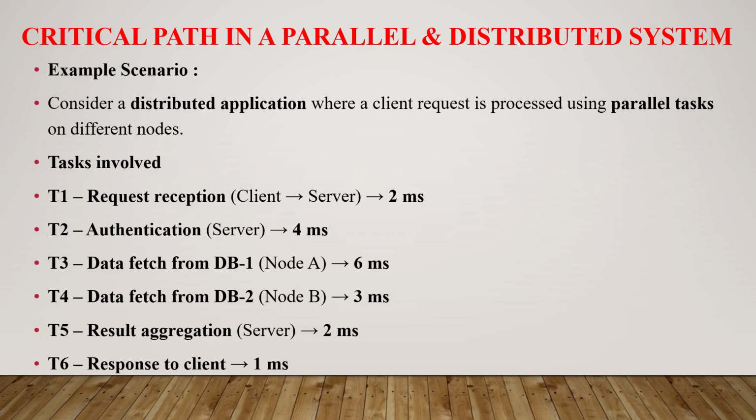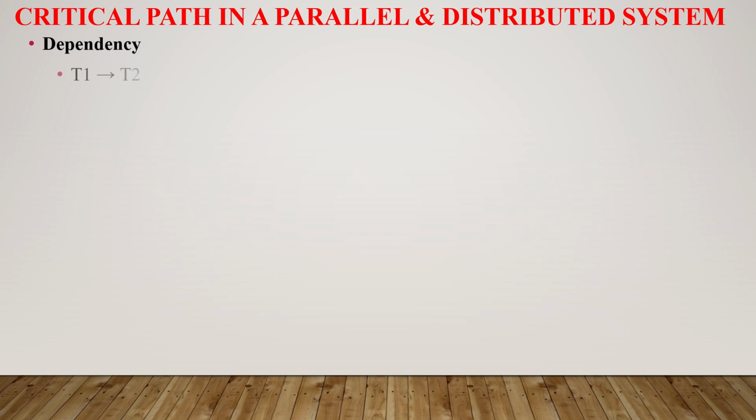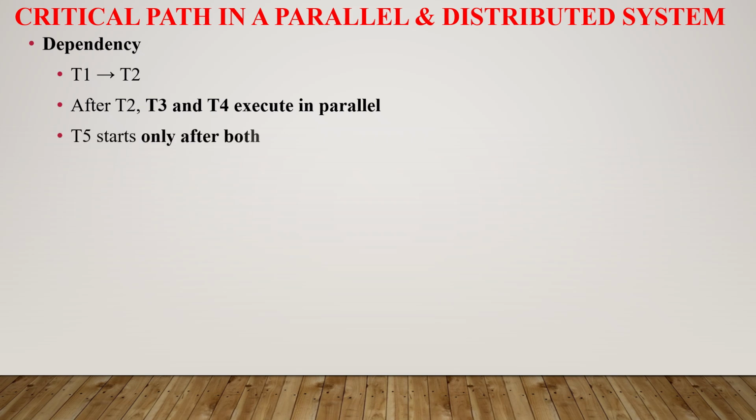In this system, T1, request reception, happens first and takes 2 milliseconds. T2, authentication, follows and takes 4 milliseconds. After T2, T3 fetches data from node A in 6 milliseconds, and T4 fetches data from node B in 3 milliseconds. Both run in parallel, but T5, result aggregation, starts only after T3 and T4 finish and takes 2 milliseconds. Finally, T6 sends the response to the client in 1 millisecond.